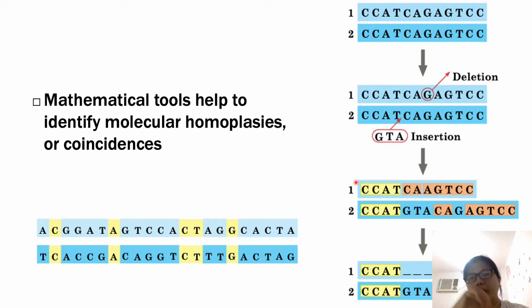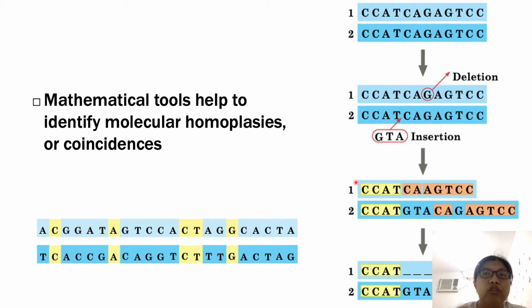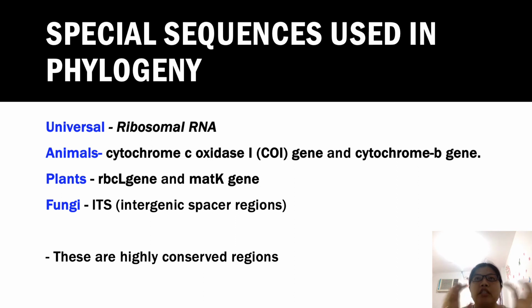So we use software to align sequences to grade their similarity to each other. Alright? So those softwares use mathematical tools to identify molecular homoplasies or coincidences. Right? Alright, so to be more certain that we are looking at homologous sequences, we are using special sequences in phylogeny.